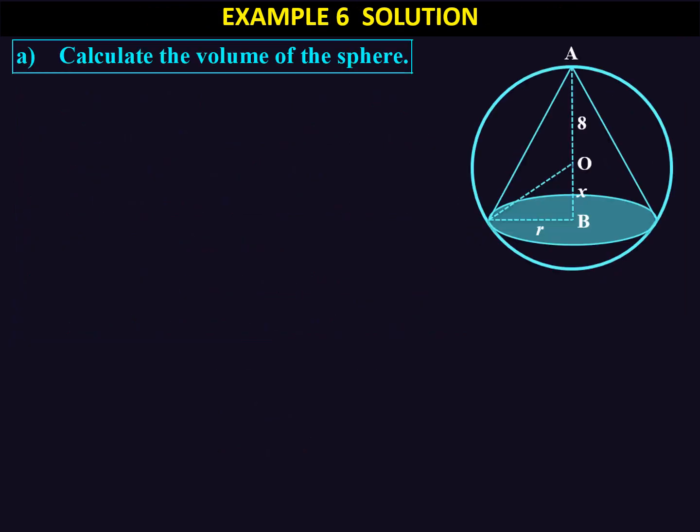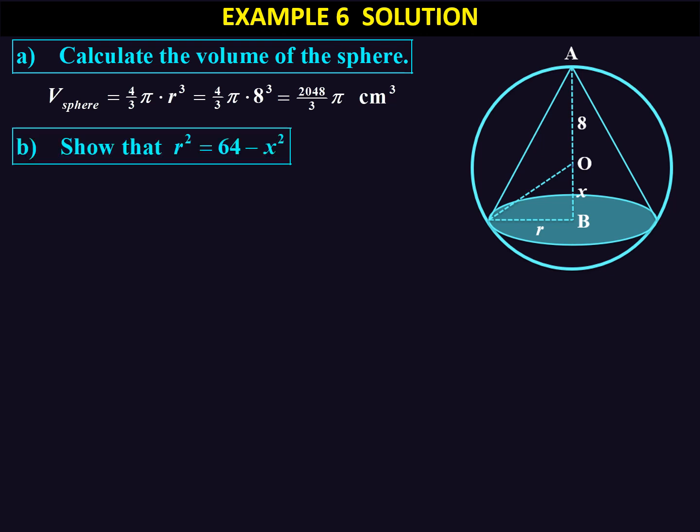So there we have our diagram again. Calculate the volume. So you use the given volume formula, substitute the 8, and you just calculate that. Should be maybe not more than 2 marks, at most 2 marks there. Show that. Let's see, where's r? There's r and there's x.